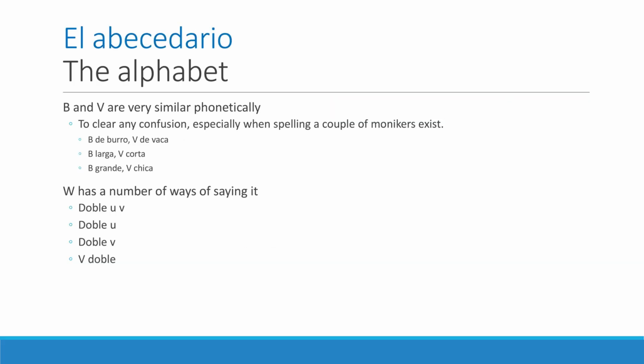This is blue, but I'll go over it very quickly. B and V are very similar phonetically, especially if you're spelling out a word, right? So there's a couple of monikers to indicate which one is which. B de burro, V de vaca. So it starts with B, it starts with V. These are important to keep in mind, especially when spelling.